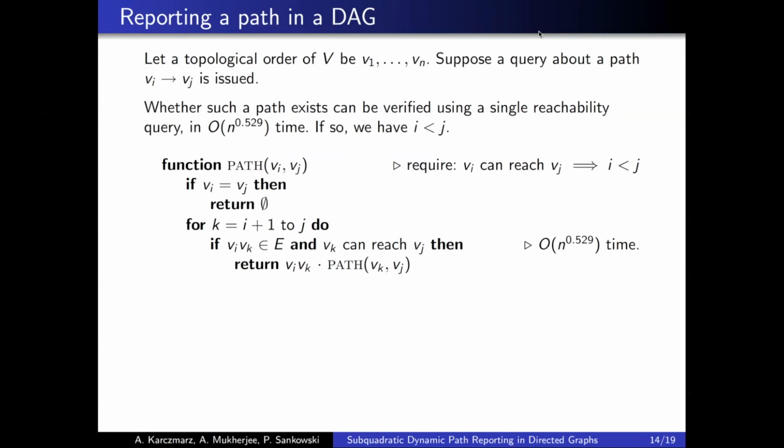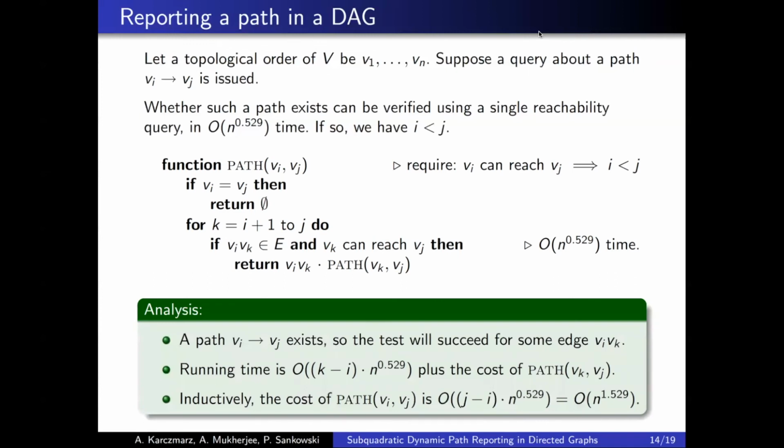If they are the same, then we do not need to return anything. Otherwise, we go from i plus 1 to j and check if ViVk is an edge and Vk can reach Vj. And if so, then we return the edge ViVk along with the path Vk to Vj. Now, a path Vi to Vj exists, so the test will succeed for some edge ViVk.